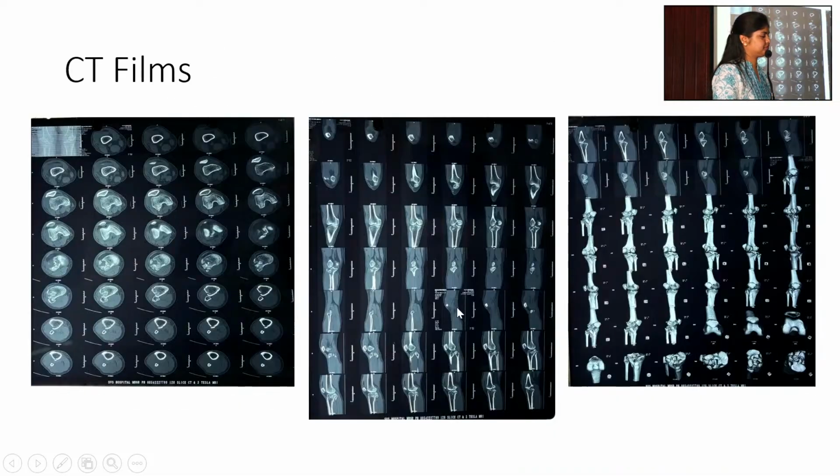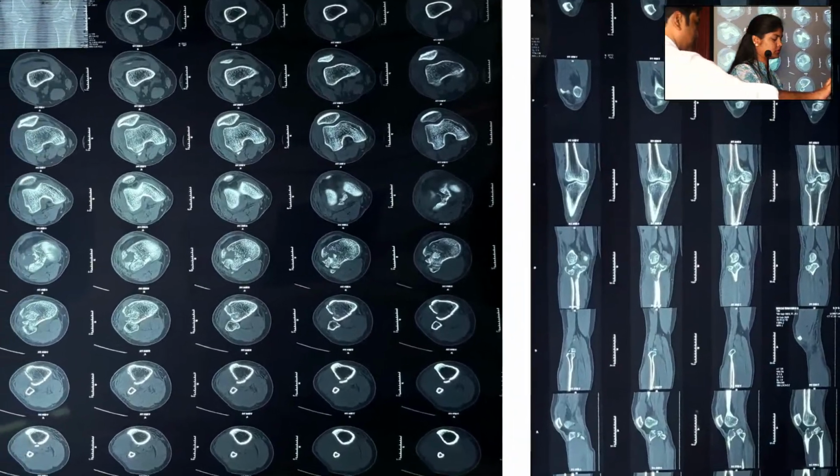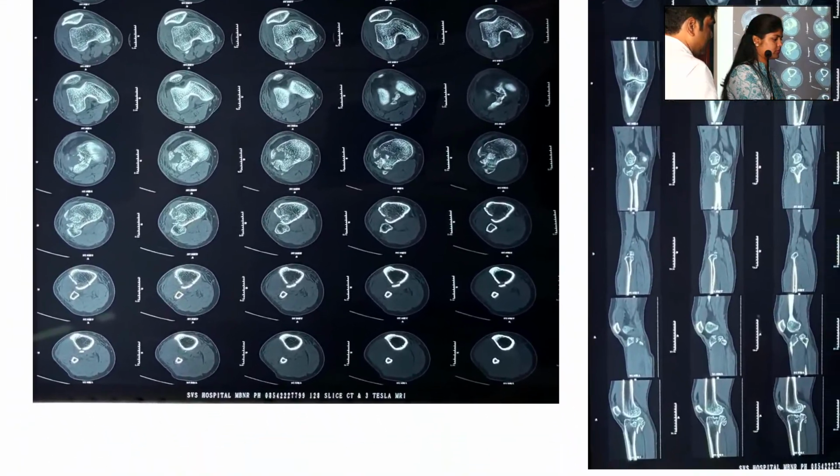There is a CT. Zoom the reconstruction image, show it, and classify the lateral one according to your classification now.